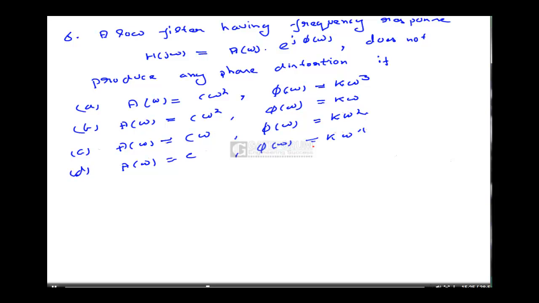Now what is required so that there must be no phase distortion? Only thing is that it becomes very simple. First of all, A of omega can be anything. It will have no effect on the phase distortion. It will have effect only on the magnitude spectrum.